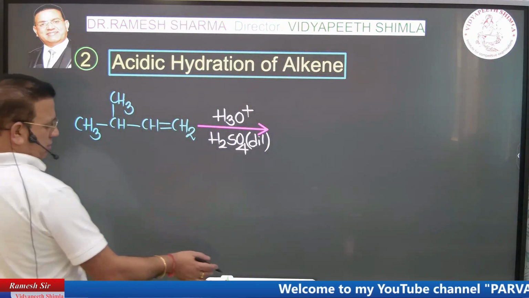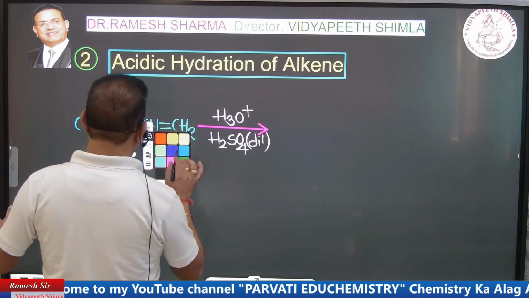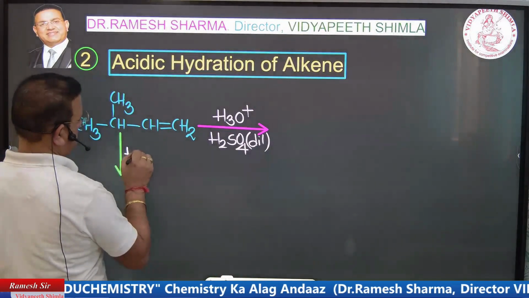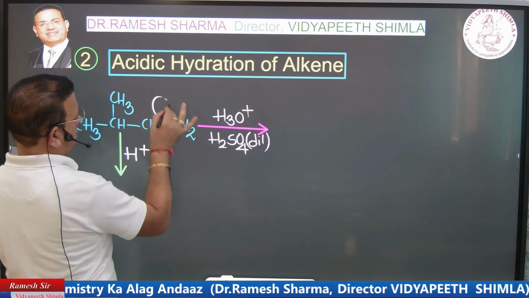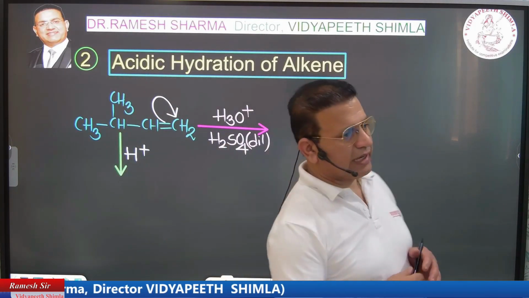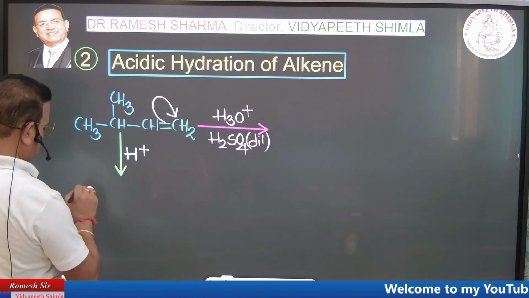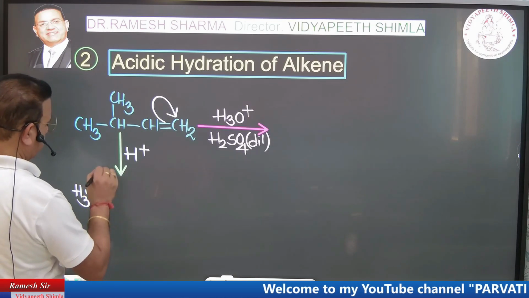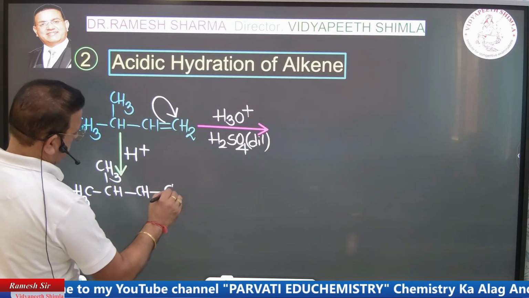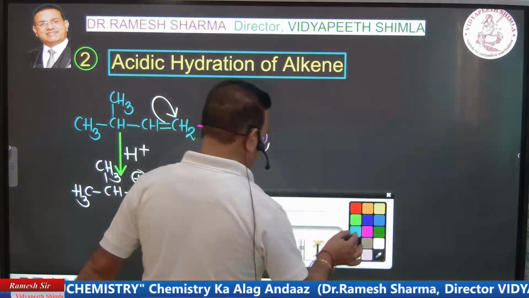So what will happen? What is the mechanistic approach? In the beginning, the H positive of the acid attacks. We know the reaction of alkene is electrophilic addition. तो जैसे ही ये पाई बॉन्ड शिफ्ट हुआ, CH3, CH3, CH3, and we will get secondary carbocation.